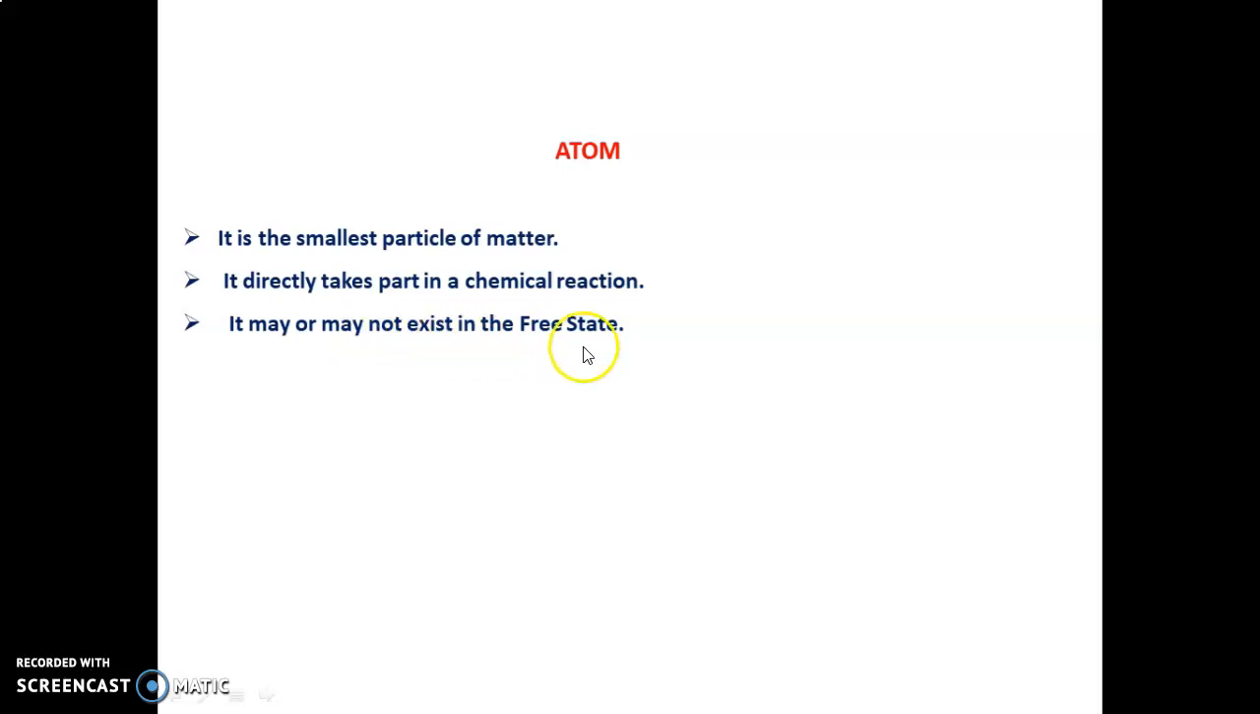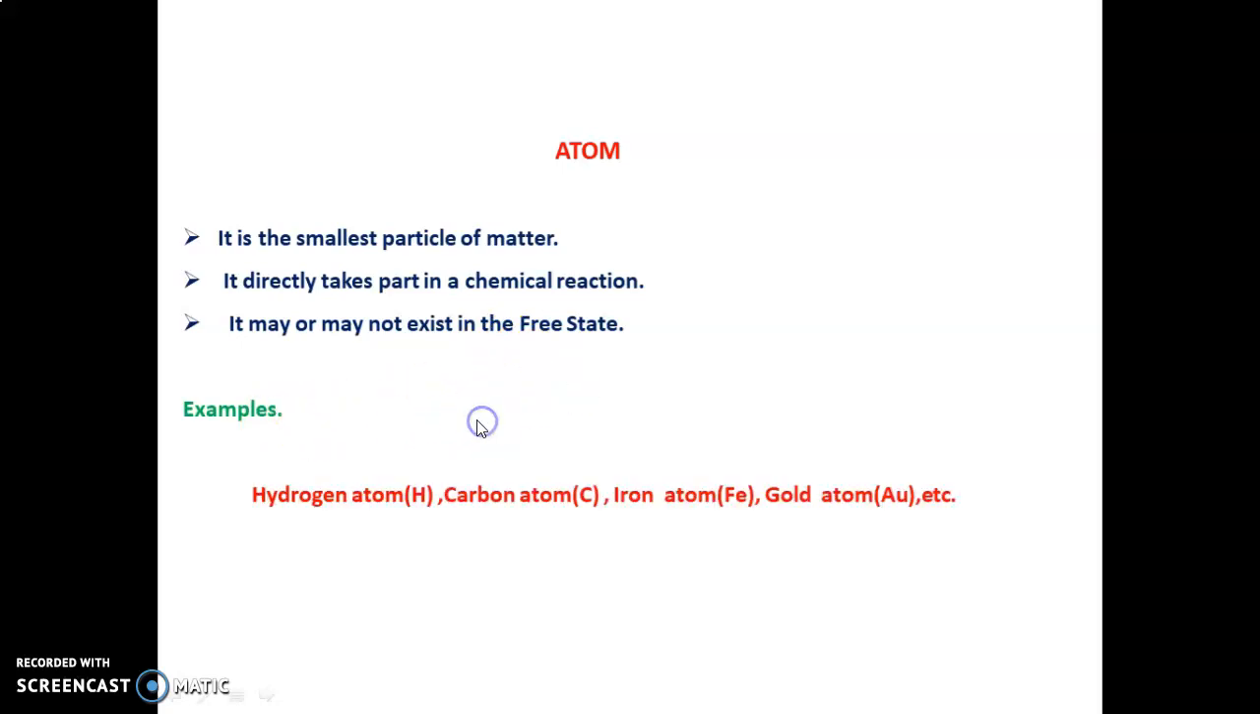They will not exist in the free state, while some atoms exist in the free state. What is the reason for that? We will study it in detail in subsequent chapters. Next point: it may or may not exist in the free state means some atoms exist in the free state and some atoms do not. Examples: hydrogen atom, carbon atom, iron atom, gold atom.